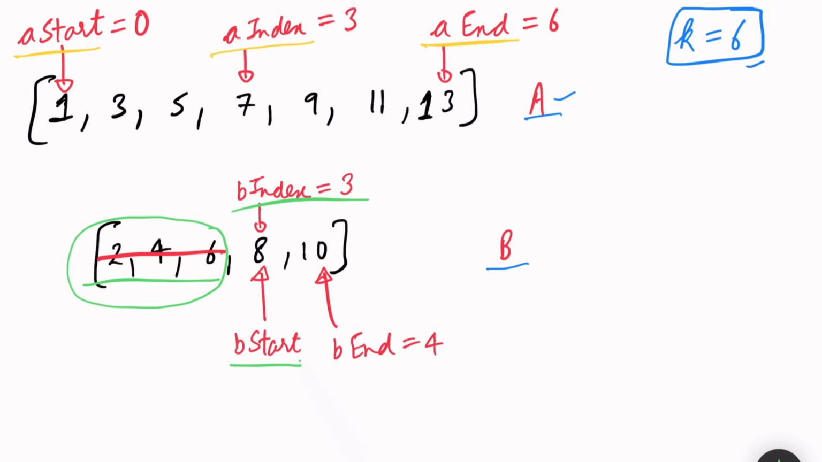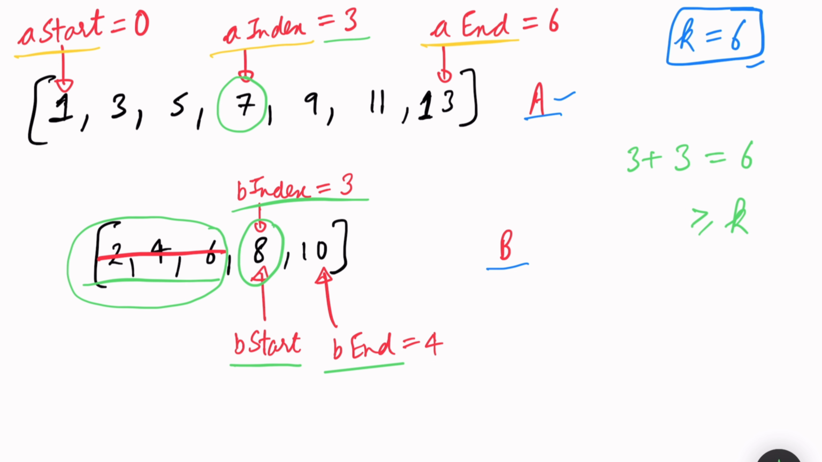So we calculate B index, which is B start plus B end divided by 2, which is equal to 3, and our A index, A start and A end are unchanged. Now we check the value of A index plus B index, and this is equal to 6. So this is greater than or equal to k. Now we should get rid of the right side of one of the arrays. The array which has a higher value, that array's right side will get eliminated. So array B has a higher value than array A at A index and B index.